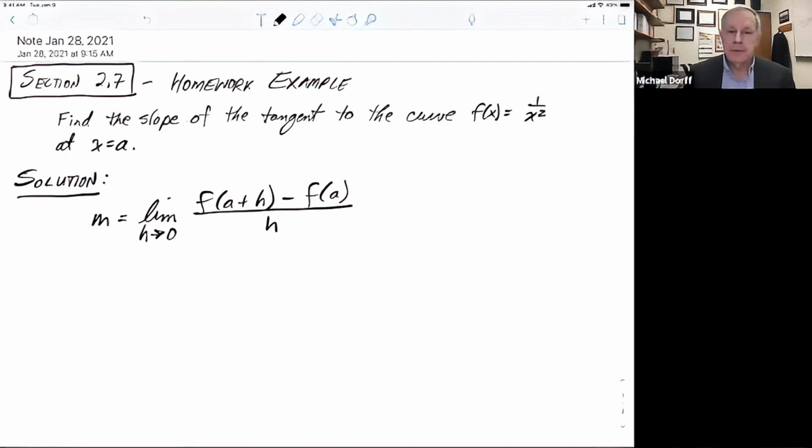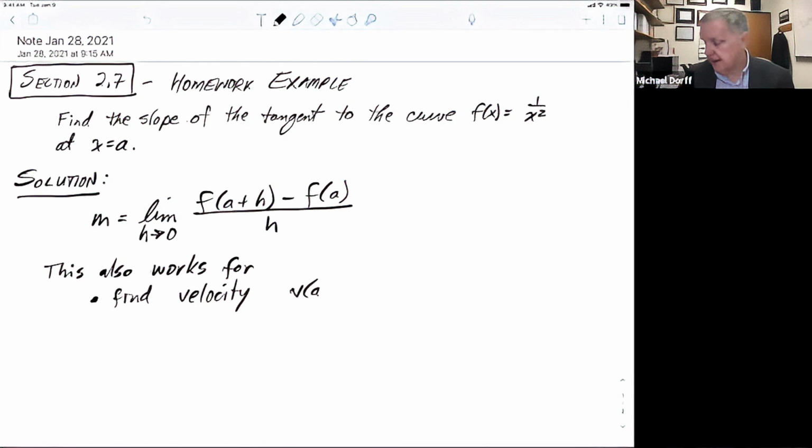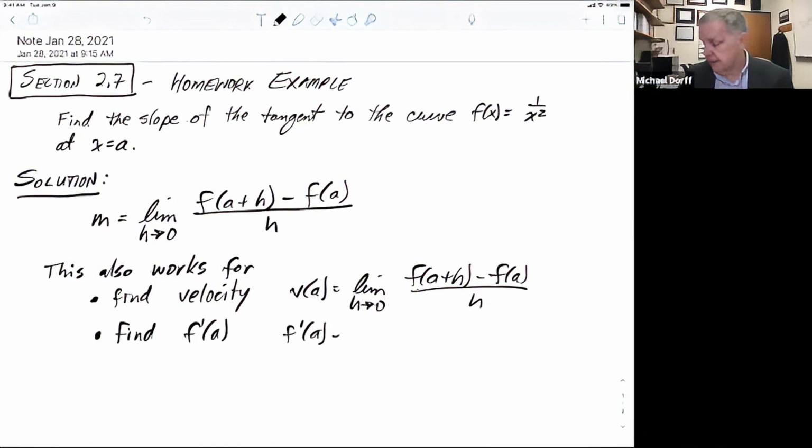Now, before we go further on this problem, I want to point out something. This problem says find the slope of the tangent line. This also works for the other types of problems. So this also works if we have a problem that says find velocity, because velocity can be written as the same thing, the limit as h goes to 0 of f of a plus h minus f of a all over h. And it also works if we find f prime of a, because f prime of a equals the limit as h goes to 0 of f of a plus h minus f of a over h.